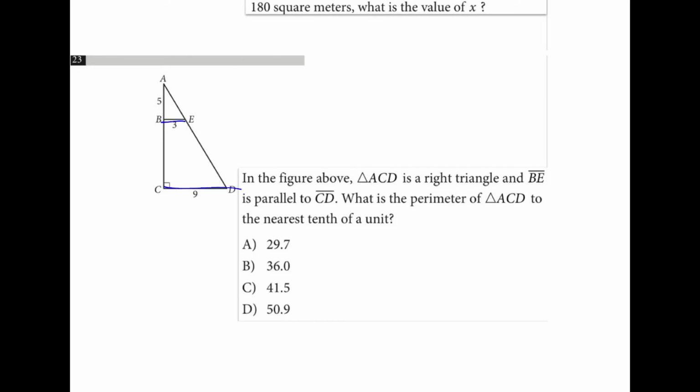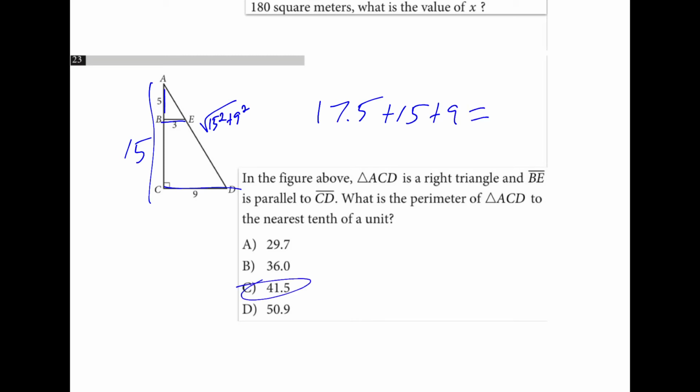3 is to 9 as 5 is to 15. And if I have 2 sides of a right triangle as 15 and 9, I can square them, add them together, take the square root. So the hypotenuse is the square root of 15 squared plus 9 squared. If I round that to the nearest tenth, I have 17.5. To find the perimeter, I add 15 and I add 9. And the answer is 41.5, C.